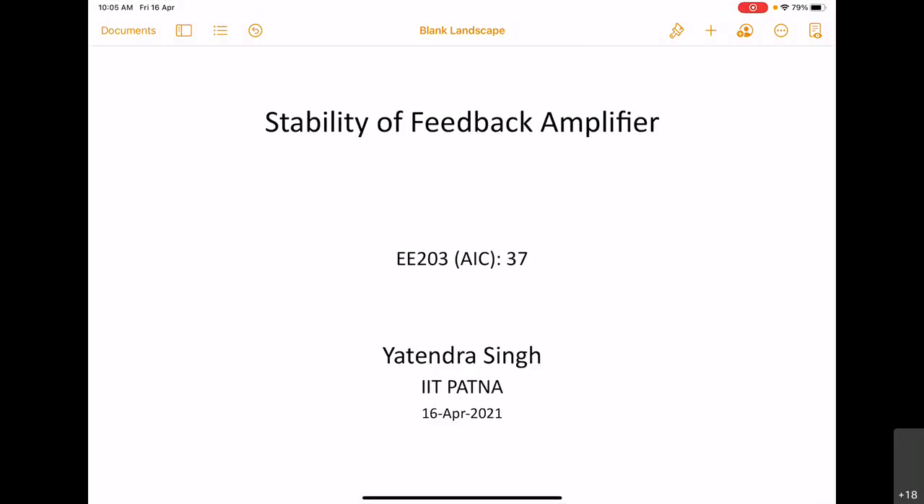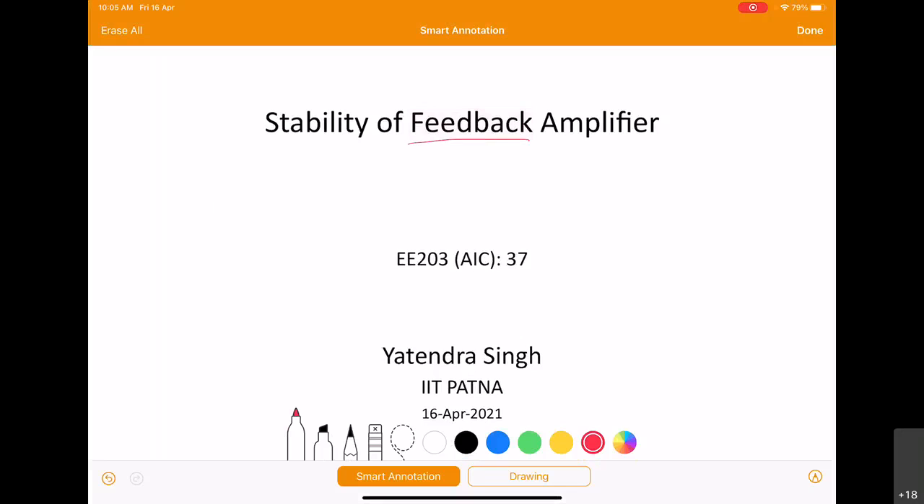In the first lecture on feedback, I listed a number of consequences on the amplifier properties. The sixth consequence was stability. So it was just mentioned that if you put an amplifier in a negative feedback, then it increases the stability of the amplifier.